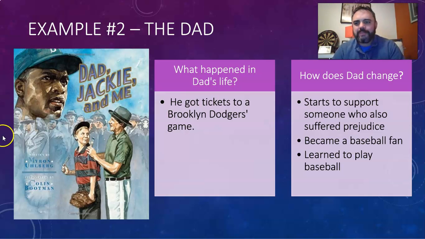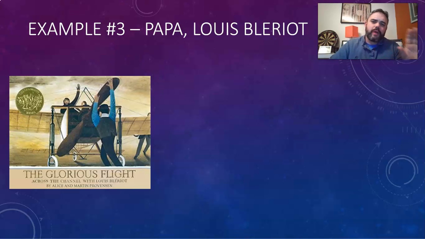That's pretty sweet. Okay, let's move on to our third and final example of the day on how characters change. From this, we're going all the way back to our glorious flight with Papa, with Mr. Louis Blériot. You know who I'm talking about. This guy, first guy to ever fly across the English Channel when airplanes weren't all over the sky.